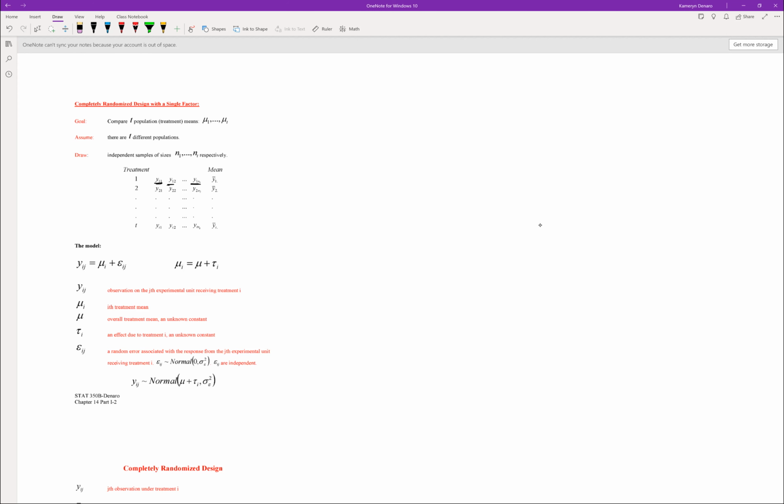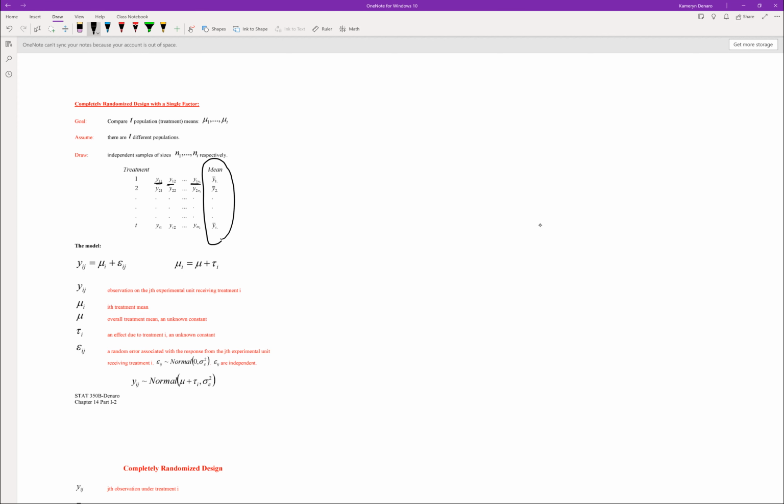All right, for each of these treatments, we could calculate a y bar 1 dot all the way down to a y bar T dot, which is calculating the sample mean of the response for the T different treatments.